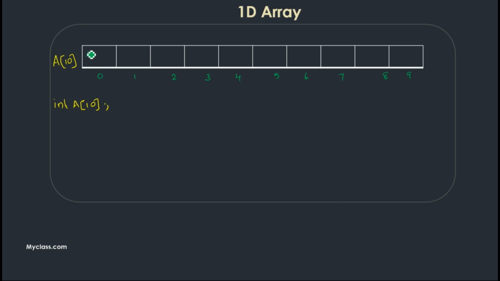This element is A of 0. So A of 0 is the first element of this array. And A of 9, that means the 10th element. A of 9 is the last element, that means the 10th element of this array.